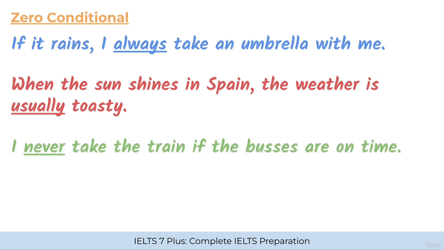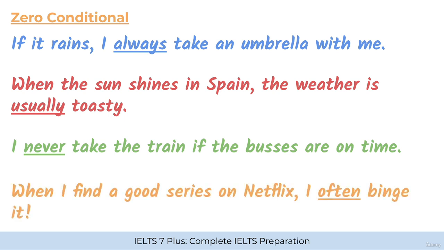I never take the train if the buses are on time. Never, 0%. And when I find a good series on Netflix, I often binge it. Often is similar to usually, maybe a bit less, maybe 60%, 70%, something like that. So you can see how these adverbs of frequency can really make your zero conditionals even more specific if you want them to be.